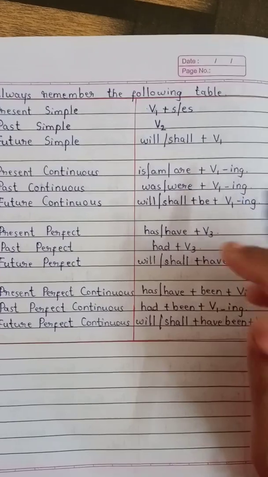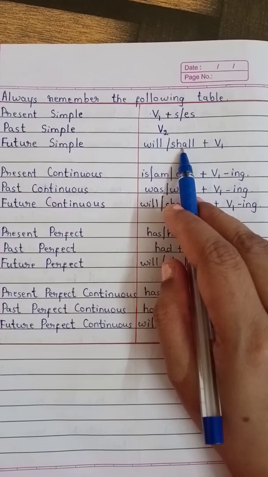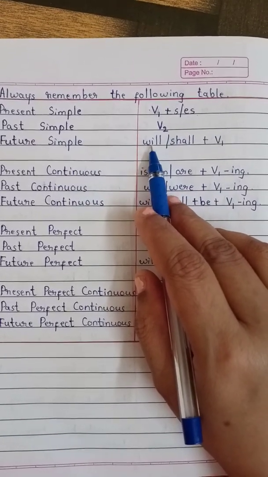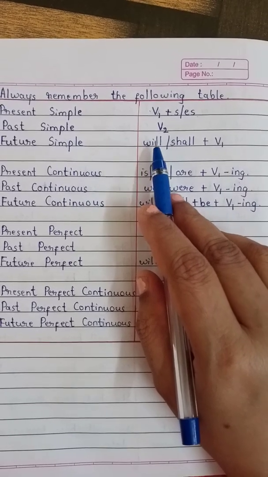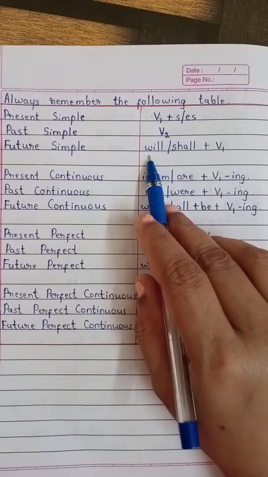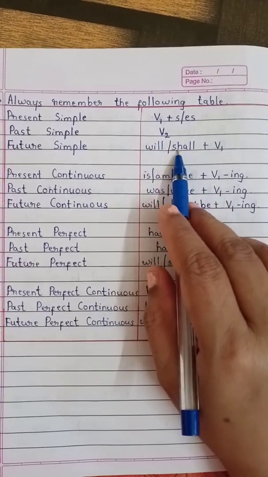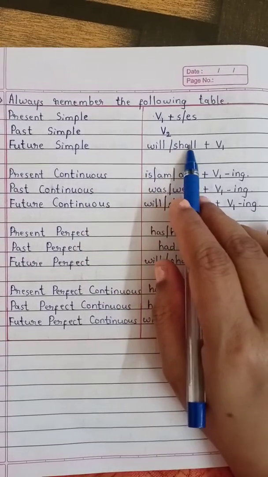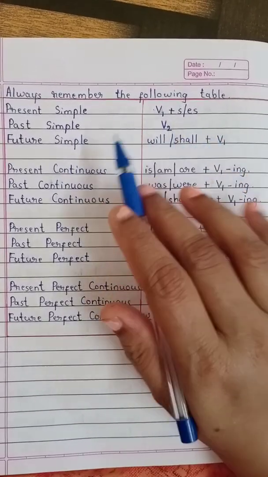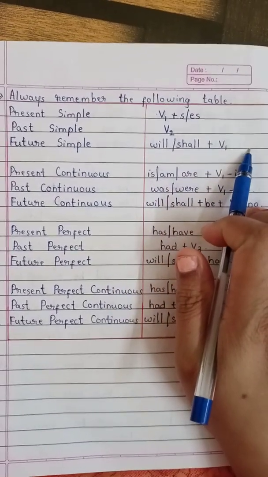Shall you will always use with the first person, I and we. With the second person, you will use will. So second person you, he, she, it, they and the plural you will always use will. With I and we you will always use shall, but normally we will use will for all the verb forms. In future simple, what is it? Will or shall plus V1.